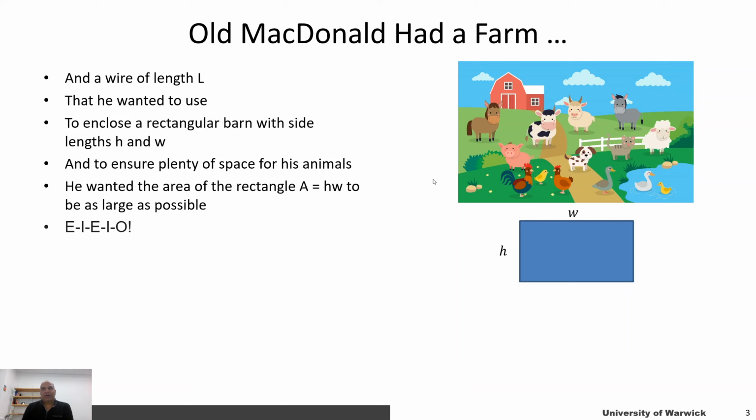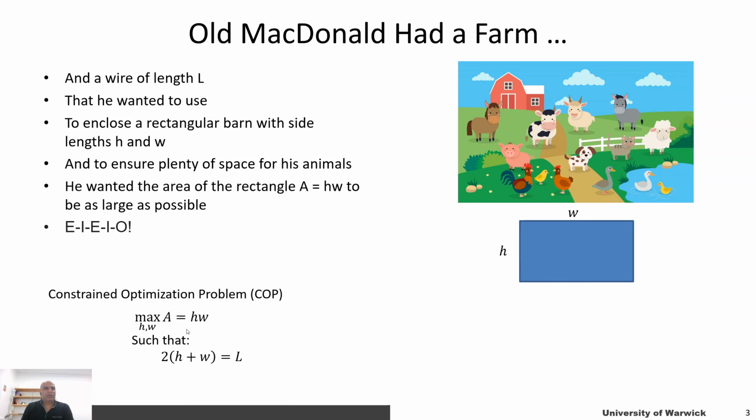So we've got a rectangle, right? He wants all of his animals to go into this rectangular barn that he's going to make, and he wants to maximize the area of this rectangle while ensuring that it can be enclosed using the wire length that he has, which is L. So the area of the rectangle is, of course, A equals HW, and he wants to maximize that. The things that he can change are the height and the width, or H and W, the side lengths of this rectangle.